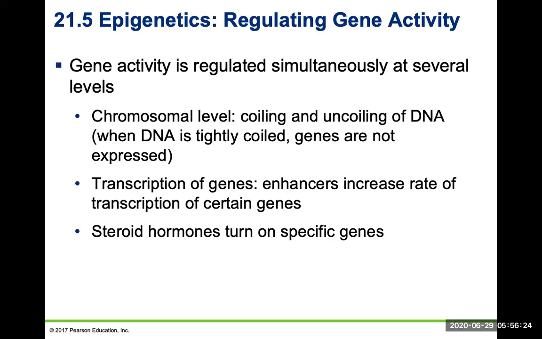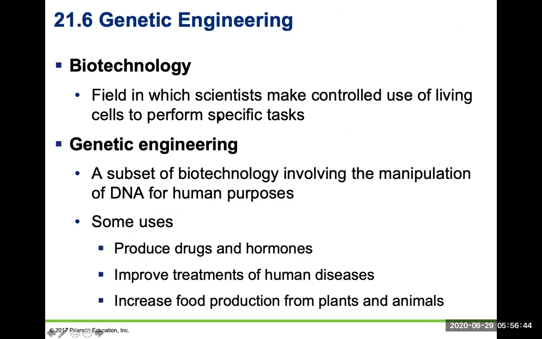Gene activity is regulated simultaneously at several levels. The chromosomal level is the coiling and uncoiling of DNA. When DNA is tightly coiled, genes are not expressed, and then transcription of genes. Enhancers increase the rate of transcription of certain genes, and steroid hormones can turn on specific genes.